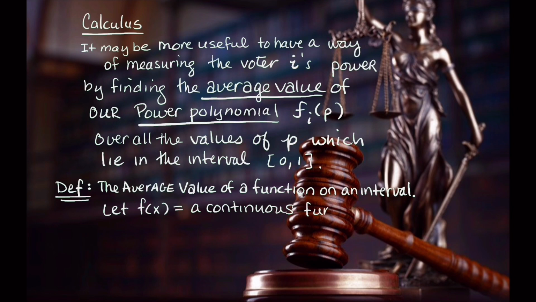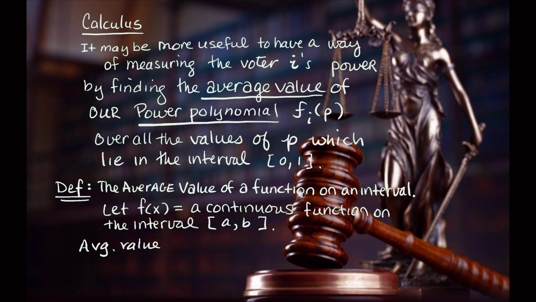Let f of x be some continuous function, and that continuous function defined on some interval from a to b will have an average value given by the following integral. 1 divided by b minus a, 1 divided by the length of the interval, times the integral from a to b of f of x dx will give us the average value of that function on that interval.